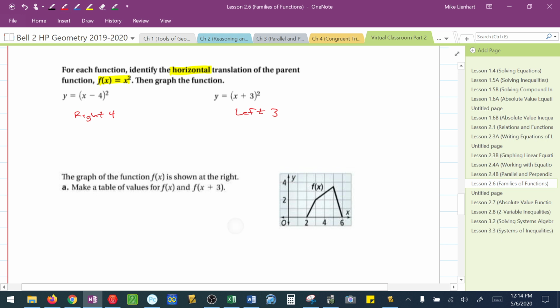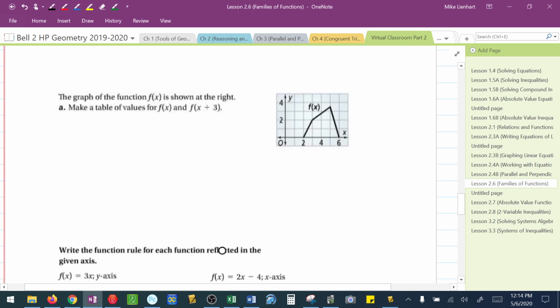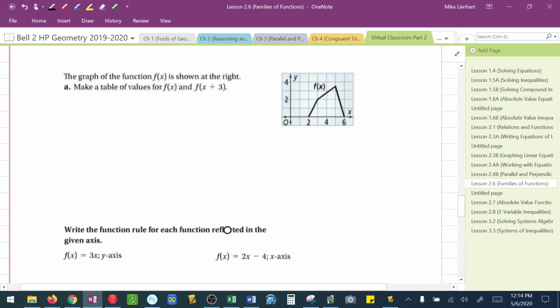Okay, let's take a look at this next question now. It says the graph of this function. Now, this is a weird function. It doesn't have a parent. So sometimes they're just going to say, here's a graph, we're going to call it f of x, okay? We need to make a table of values for f of x and f of x plus 3. So here's the way we want to do it.